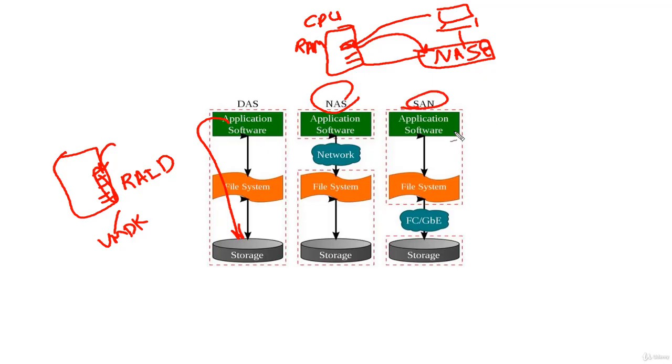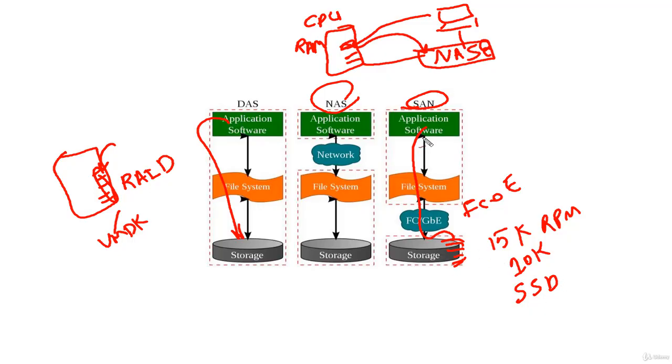As you can see here, you can access the storage by FC or Gigabit Ethernet or FCoE, which is Fibre Channel over Ethernet, which is much faster than NAS and of course DAS. That means you will attach the fast disks here, something like 15K RPM or even 10K, and of course you can have SSD here. You will attach them and you will have a great medium to access the application.